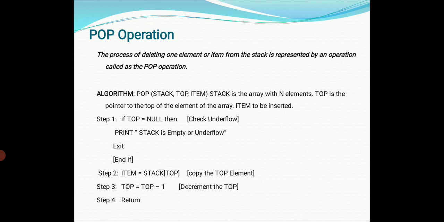Here is the algorithm. Step 1: if top is double equal to null, it checks whether the stack is in underflow or not. When this condition becomes true, the statement "stack is empty" is printed. Otherwise, go to step 2: item equals stack of top. Here we copy the topmost element from the stack. Then go to step 3: decrement the top pointer, that is top equals top minus 1. Then return from the function. This is the algorithm for the pop operation.